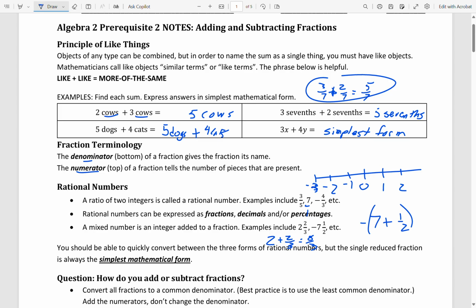The simplest mathematical form for a rational number is the single reduced fraction. So whenever I say express your answers in simplest mathematical form, that's what I mean.